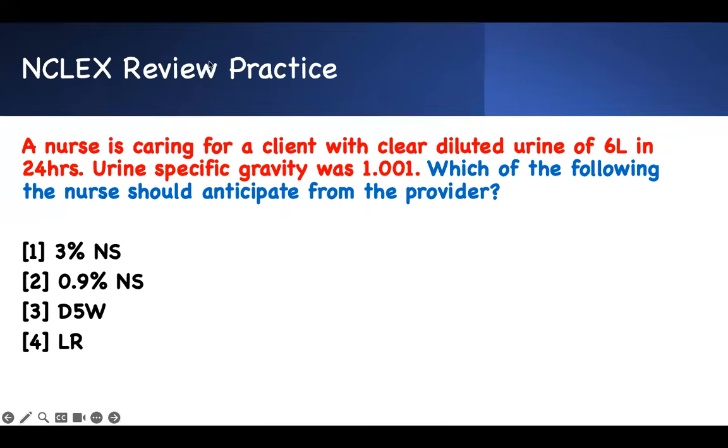So first question, we're practicing. Which of the following should the nurse anticipate from the provider? This is how you break down a question, right from the back, and the keyword is anticipate. A nurse is caring for a client with clear diluted urine of 6 liters in 24 hours. Urine specific gravity is this. Don't start panicking. No. Anticipate. What would the provider provide? What should the order be? Then break down the question.